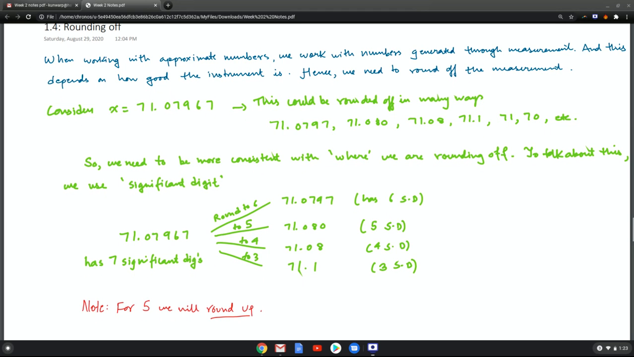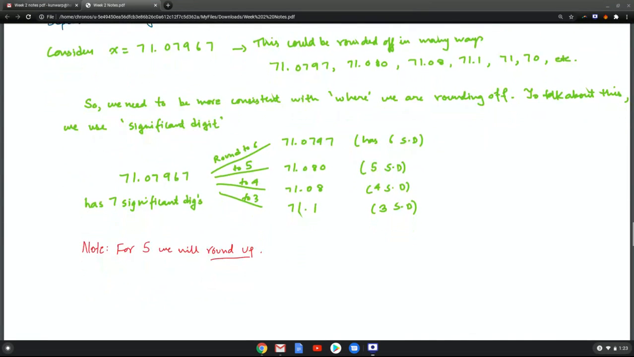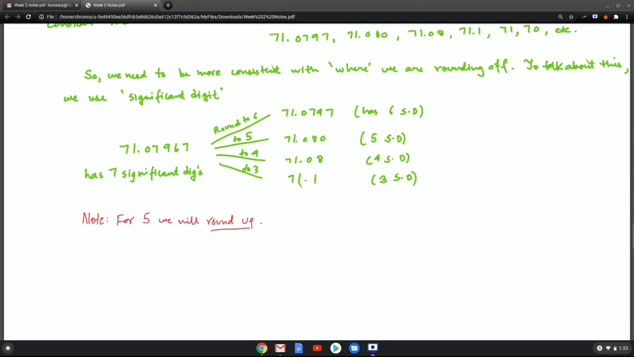To talk about this, we use significant digit. So in the example that I just showed, if I round off to the sixth significant digit, then that's what the rounding is, to 5, to 4, to 3. So whenever we use the word rounding off, we have to follow it up with where. And to talk about where, we use significant digit. Note that if it's at 5, we round up by default because we have to pick one of them. So we pick rounding up.